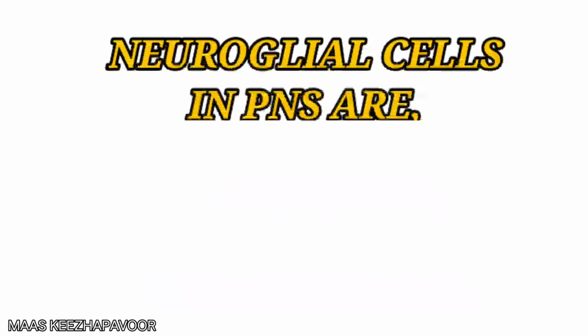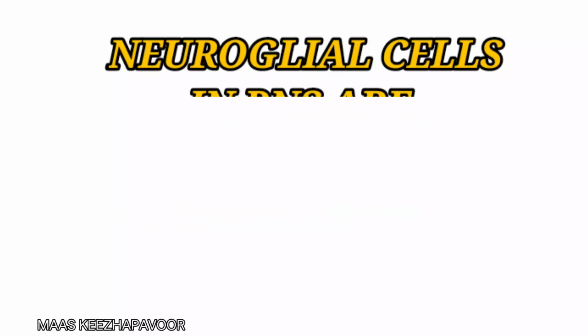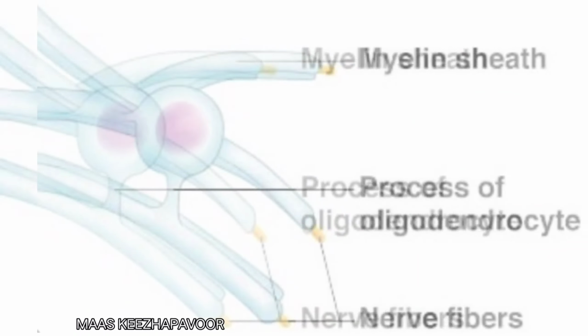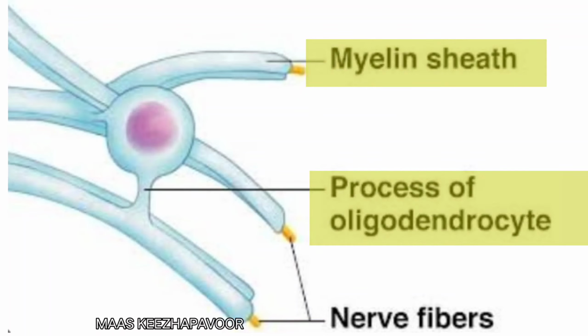The neuroglial cells in the peripheral nervous system are Schwann cells and satellite cells. Schwann cells are helpful in the formation of myelin sheath in the peripheral nerves. Remember, the same function is performed in the central nervous system by oligodendrocytes.